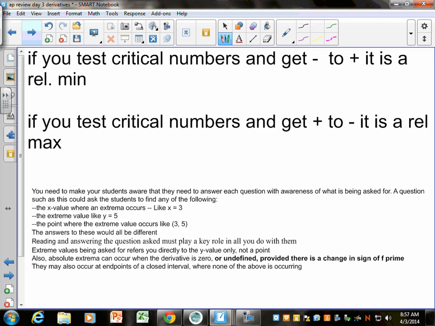That's what I just said. I took this from an email once about making sure your students know what's being asked. It says if they ask you for just an x value, we know we just give the x value. If they ask you for the extreme value, that's the y value. So if they ask you what is the maximum, what is the minimum, that's the y value. If they ask you for the whole point, make sure you give the whole point.